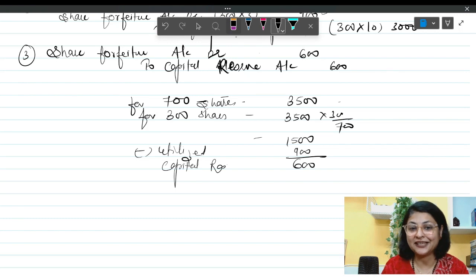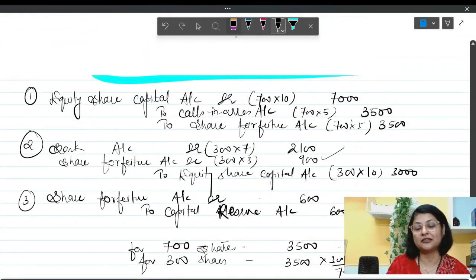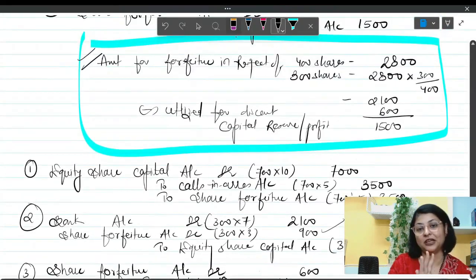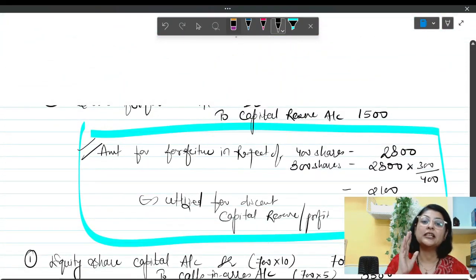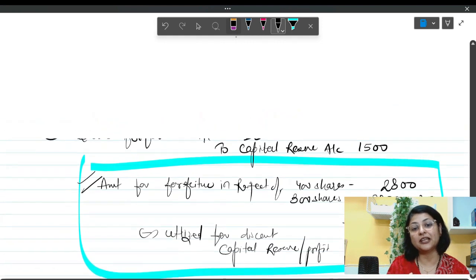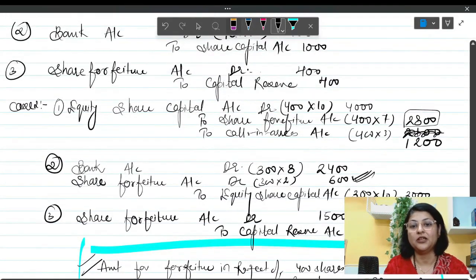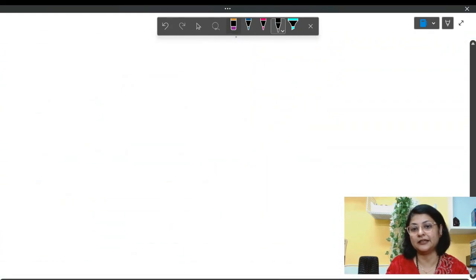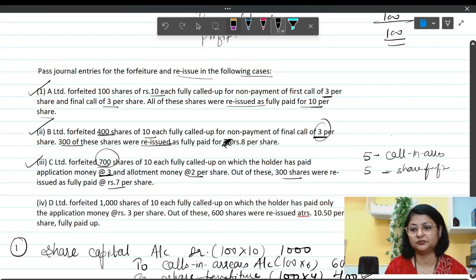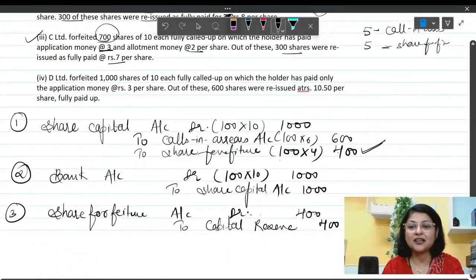Now let us go to the next part. We are doing each part by passing three different entries. First entry of share forfeiture, second entry of reissue, and the third entry is the profit made by the company out of issuing the share, which is transferred to capital reserve. So here let us see what the next case is. The next case is this, and this is our last case.